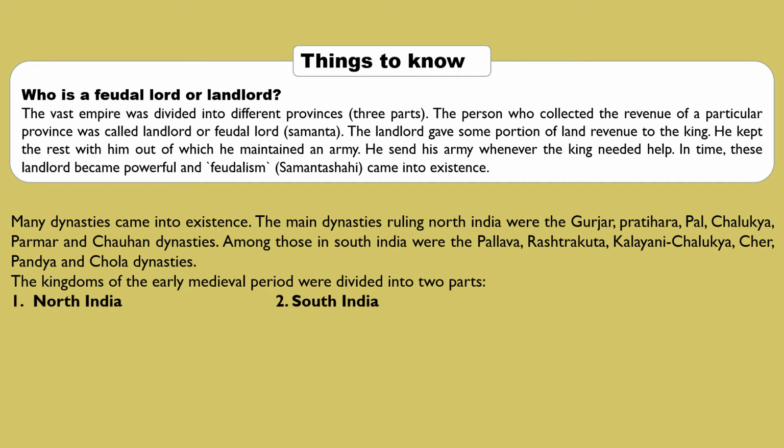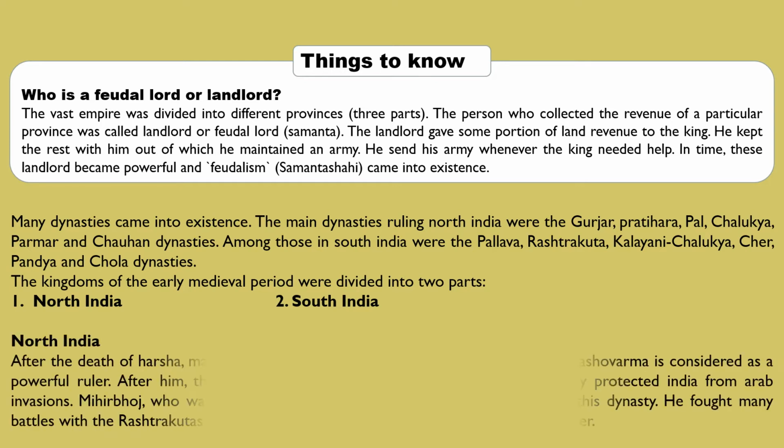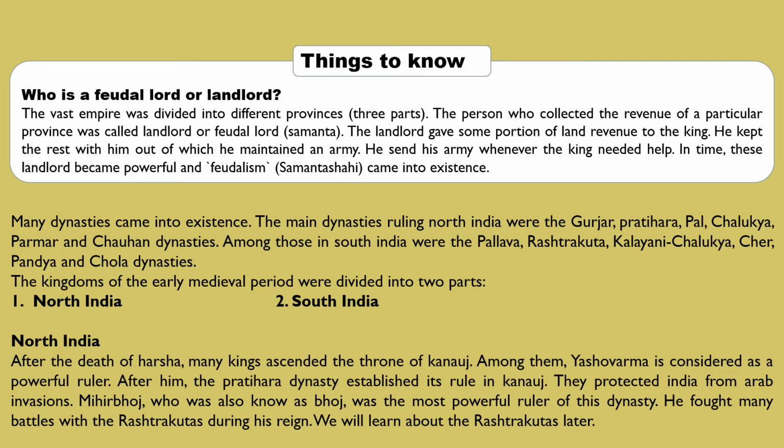The kingdoms of the early medieval period were divided into two parts. So again, the kingdom is divided into two parts. Before it was only Harshvardhan and Pulkeshi. Now after the death of Harshvardhan and Pulkeshi, North India was divided or disintegrated into several parts, and several dynasties were formed. North India and South India. North India, after the death of Harsha, many kings ascended the throne. Ascended means climbed on the throne of Kannauj.